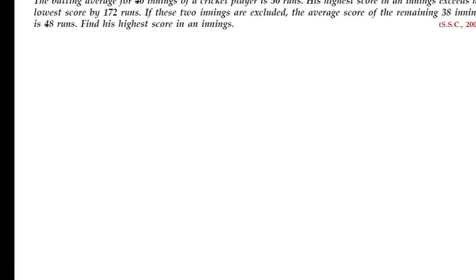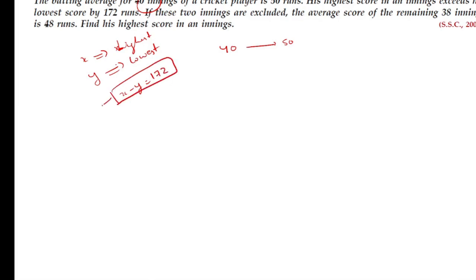So the batting average of 40 innings of a cricket player is 50 runs. For 40 innings, his average is 50 runs. His highest score exceeds his lowest score. Let's assume the highest score be X and the lowest score be Y. So given that X minus Y is equal to 172. Let's assume this as equation 1.